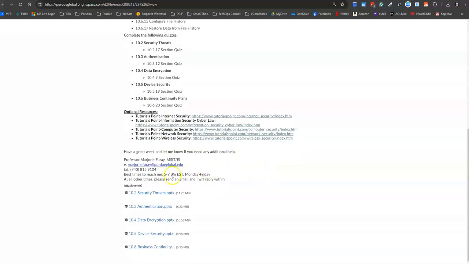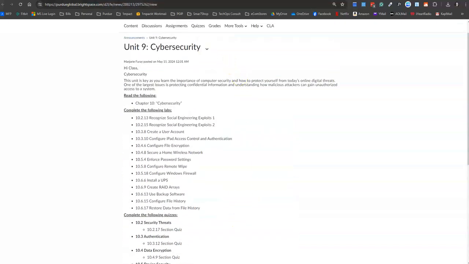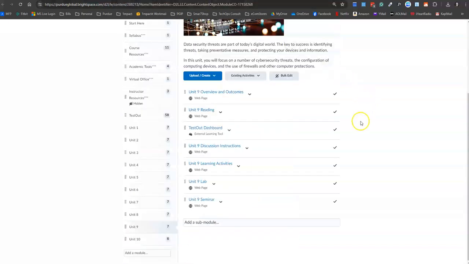Again, my information is here for texting or emailing me. If you have any questions, you can reach out to me. And then the PowerPoints for that week, for that unit as well. Moving forward, I'm going to go to what they offer you, what you're going to do, and how you get there. Table of contents for Unit 9: overview, outcomes, reading, dashboard, and all.